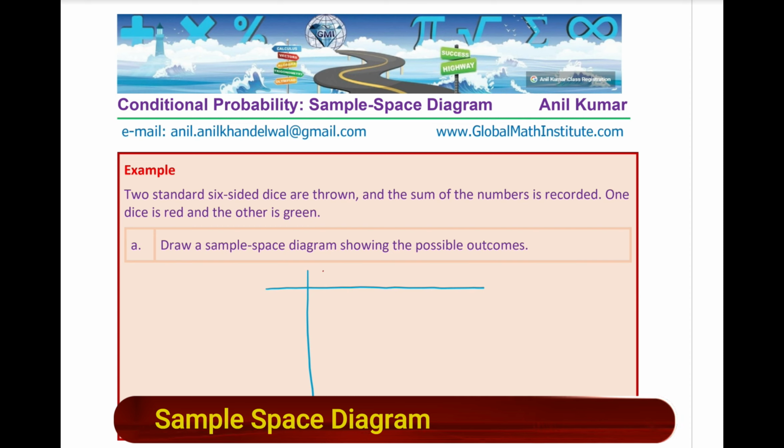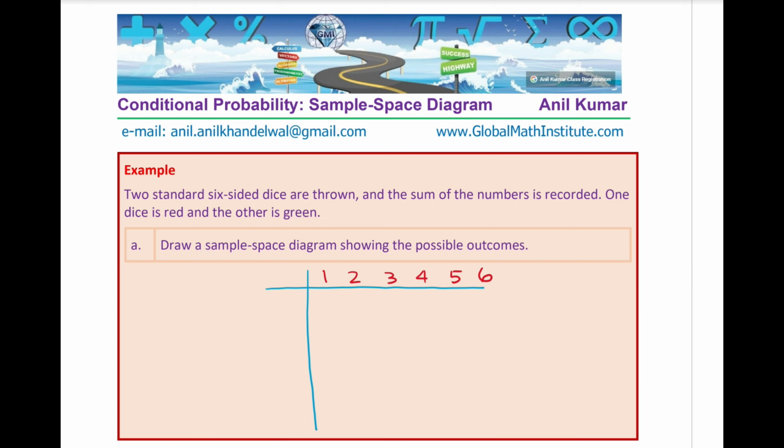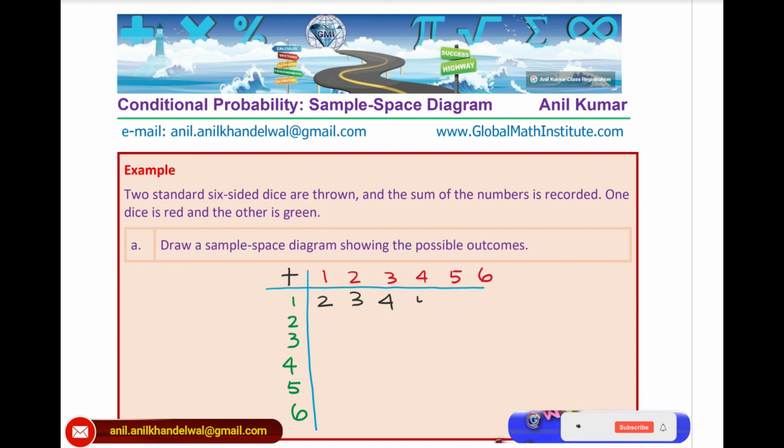So let us say the numbers are 1, 2, 3, 4, 5, and 6, which could occur on the first die, which we are treating as red. The other one, 1, 2, 3, 4, 5, and 6, is for the other dice. And when you add them up, what numbers do you get? Well, if you add 1 and 1, you get 2. And when you add 1 and 2, you get 3. So let me just complete this: 2, 3, 4, 5, 6, 7. Similarly, 2 plus 1 is 3. So we can quickly complete this table, right?